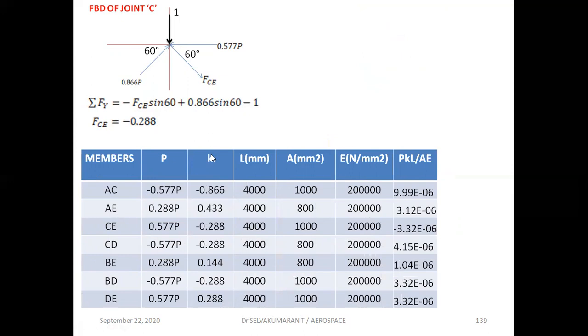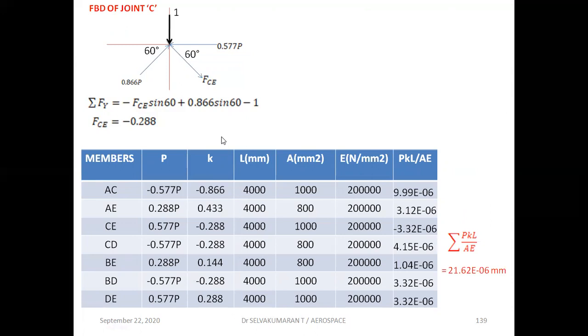So when you are calculating the k values, you have to remove all the external loadings and apply a unit load where the deflection is required to be calculated. This is only for the external loadings. Now the formula is PKL by AE. For individual members, you have to find out PKL by AE. Sum up this column, PKL by AE, and that will give you the deflection at the point C.